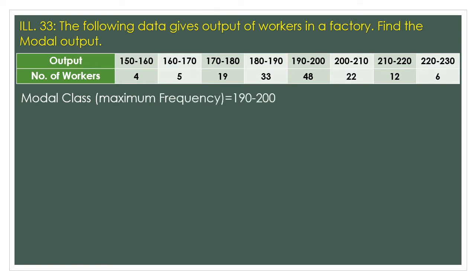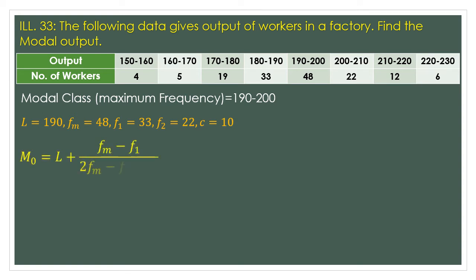So when we have the class of 190 to 200, we have to recall the formula of calculating mode for a continuous frequency distribution, that is L plus Fm minus F1 divided by 2Fm minus F1 minus F2 into C. Lower limit is 190, modal frequency is 48, frequency before that is 33 and after that is 22, and the class length for each class here is 10. So we will put those values in this formula.